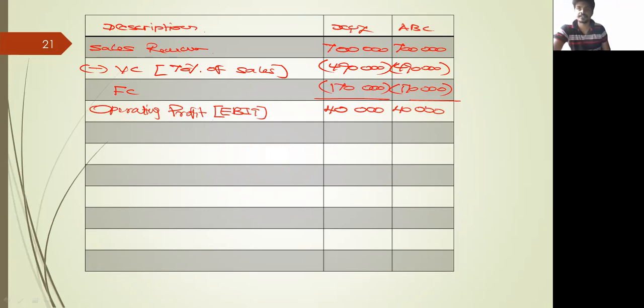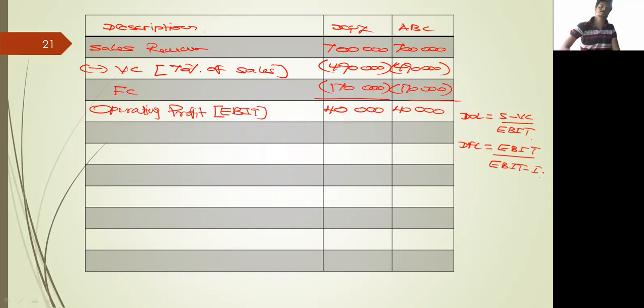Here we need to calculate degree of operating leverage. Degree of operating leverage equals sales minus variable cost divided by EBIT. Then we are requested to calculate degree of financial leverage too. Degree of financial leverage equals EBIT over EBIT minus interest. Okay. Then what we have to do?